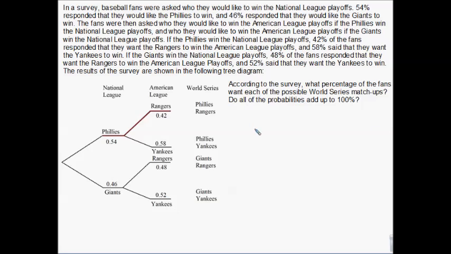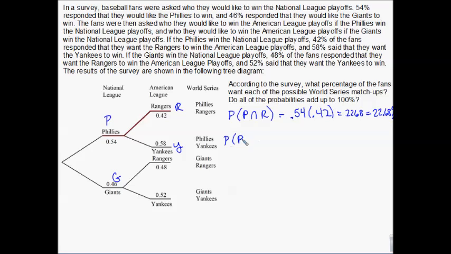So probability, I'm going to call these P, R, Y, G, okay? So we want to know probability of P and R. Phillies and Rangers. We have 54% on the Phillies, 42% on the Rangers. When I multiply those together, I get 0.2268. So there's a 22.68% probability that you would like that combination.